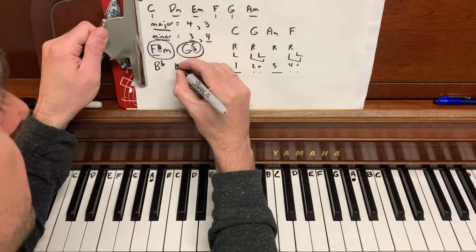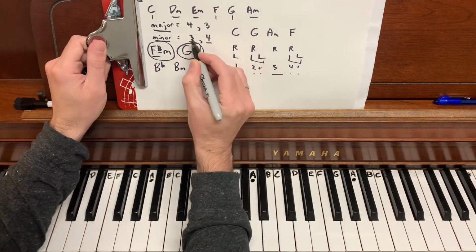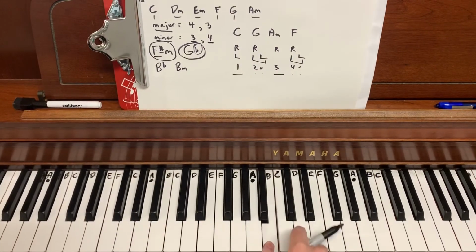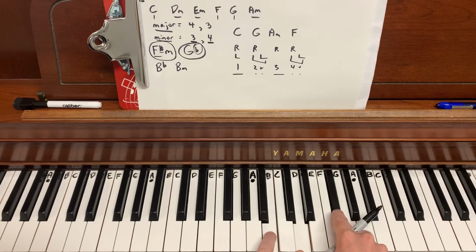B minor is another common one. Using the minor system, 3 and 4, we're going to find a B. 1, 2, 3 notes up. That's our third. 1, 2, 3, 4 is our fifth. So that's B minor for you.